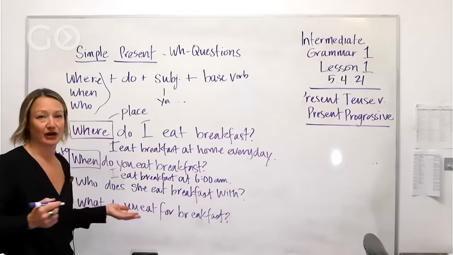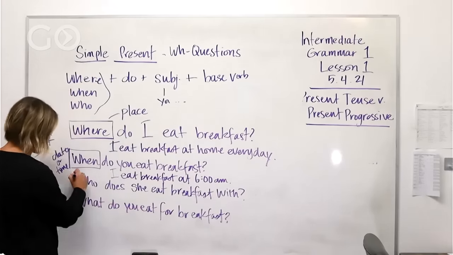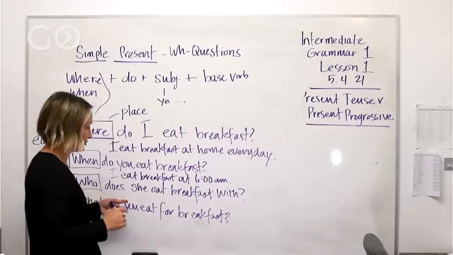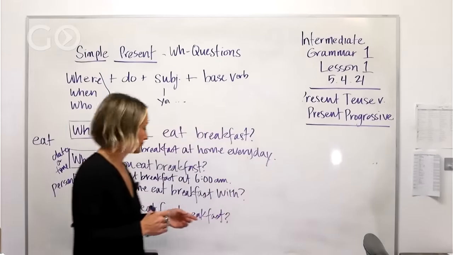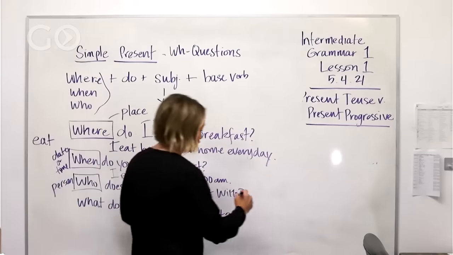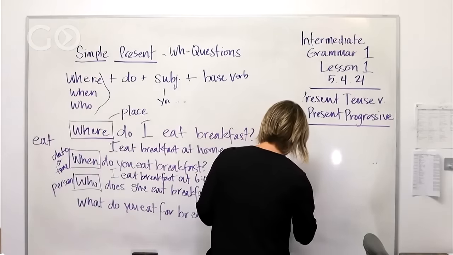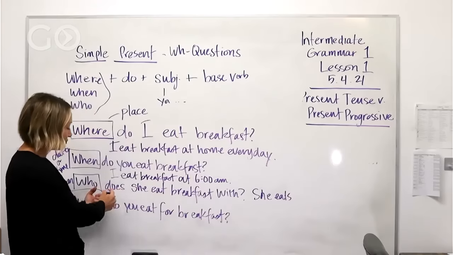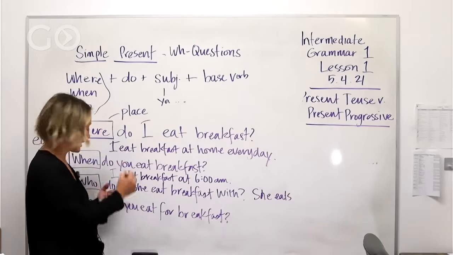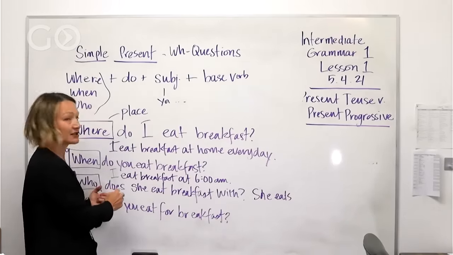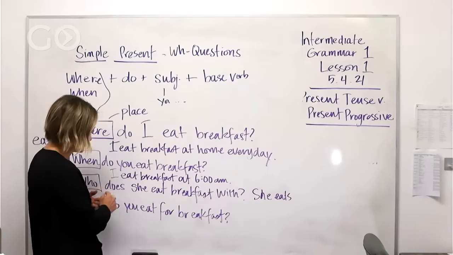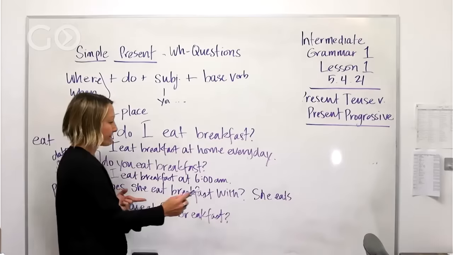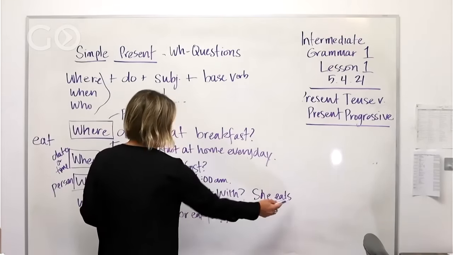Who does she eat breakfast with? So now we're asking for a person. A person is who. That's the answer to this question. She eats. So we're going back to that. So here you guys remember when you've got the do, this is another thing that you should pay attention to. When you've got the do auxiliary in the third person, we make this does and then eat. So it's not does eats, right? Like it is in the present tense here.